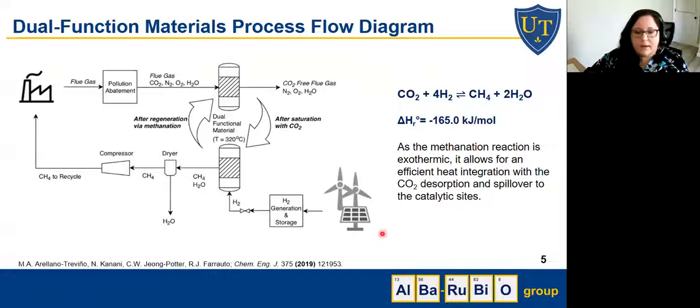So here I would like to show this dual function materials process flow diagram proposed by Professor Farrauto's group. Actually, my research is very inspired by the research that he and his group have been doing, so I'm going to be showing many of his papers today. Here, in this flow diagram, we have a power plant with the flue gas. Some of those pollutants are going to be removed before reaching the dual function material. So this dual function material is going to be saturated by CO2, and then hydrogen, that ideally could come from renewable sources, such as the electrolysis of water with renewable energy, can be flowed through the dual function material to do the hydrogenation of CO2 into methane and also regenerate the material for future capture. And that methane can be recycled and used as a fuel in the power plant.